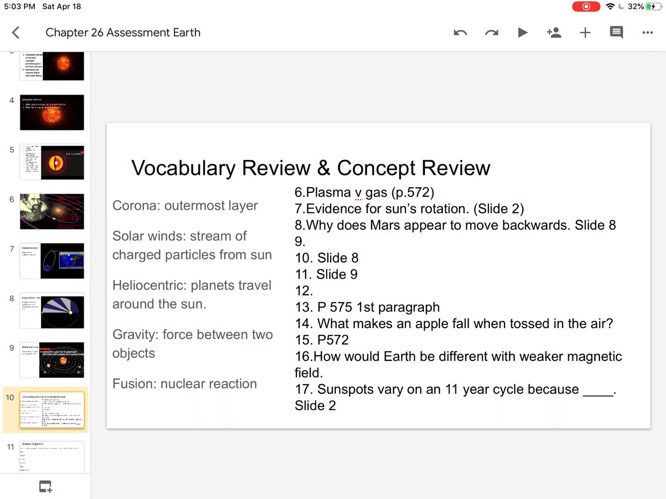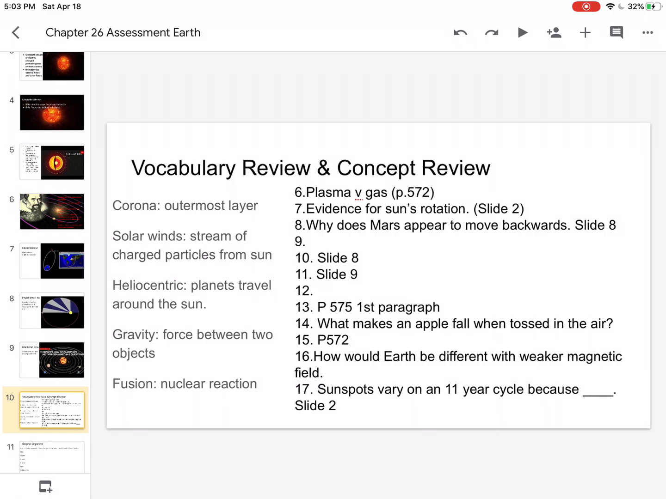So if I can read it later, maybe I'll text you guys or something. Number 10 is on slide 8. 11 is on slide 9. 12, maybe another one I got stuck on. 13 is on page 575, first paragraph.